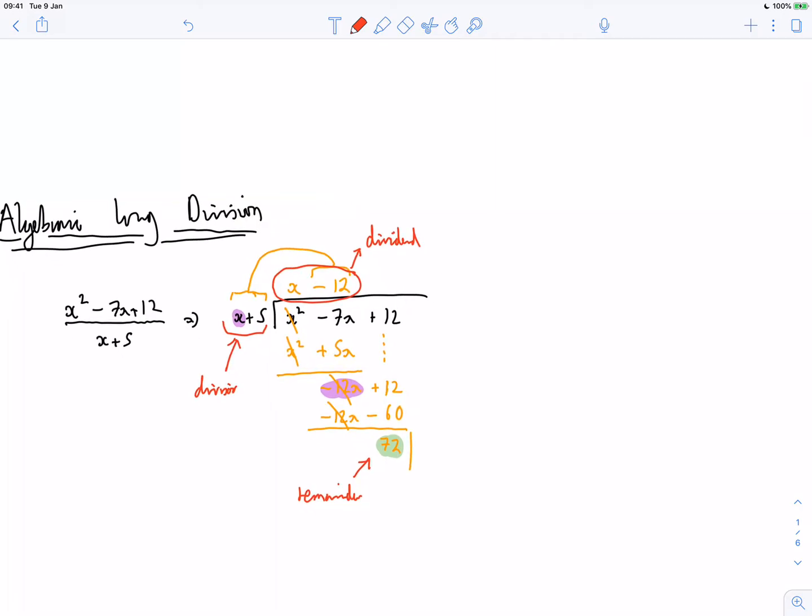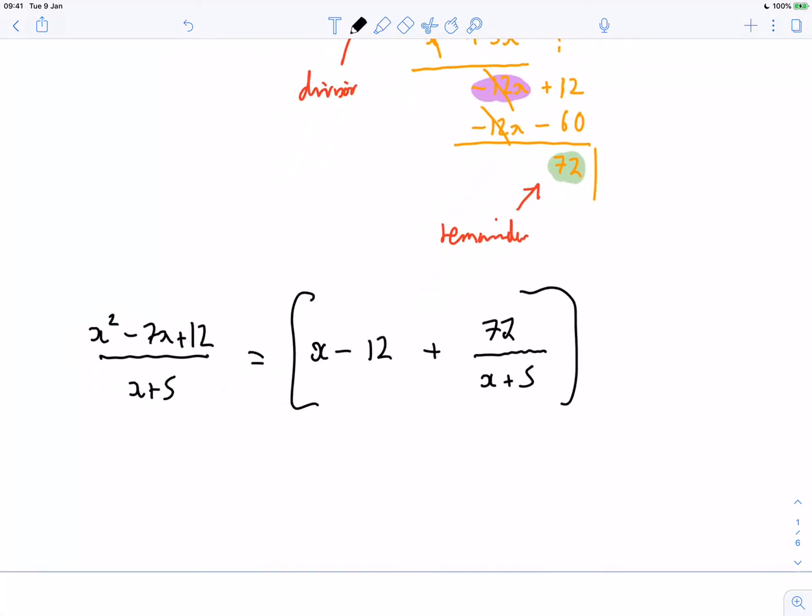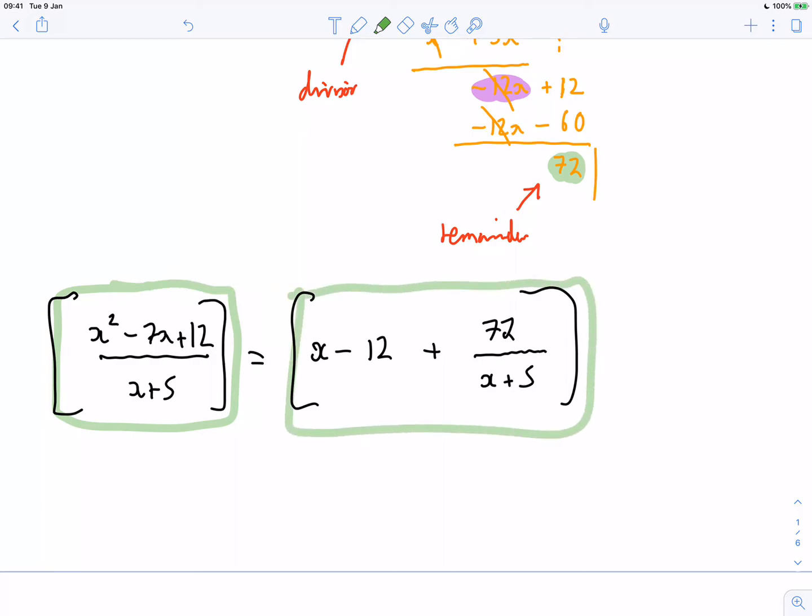Okay, so what does this mean? This means that I can write x squared minus 7x plus 12 over x plus 5 as the dividend bit, which is x minus 12, plus the remainder, which is 72, over the divisor, the thing that I've just divided by, which is x plus 5. So in actual fact, this left-hand side is the same as this right-hand side.